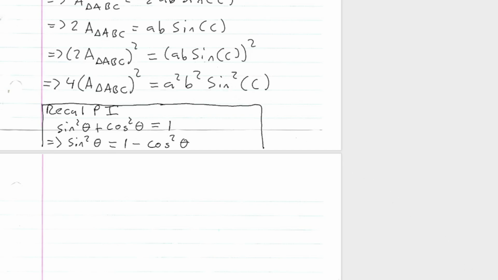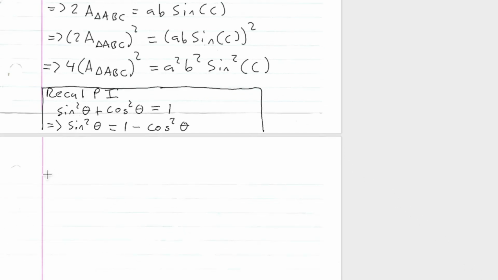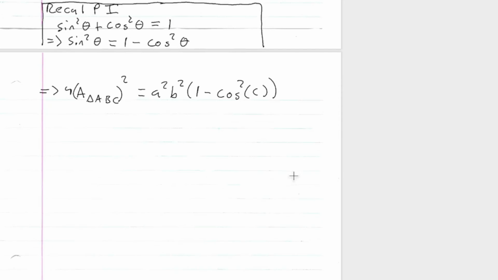So I'm going to use this here. Okay, let me scoot down a little bit. So this implies that 4 times the area of triangle ABC squared is equal to a squared b squared times 1 minus cosine squared, not theta this time, right? It's C in this particular case. C, right? So now I'm going to use the law of cosines.